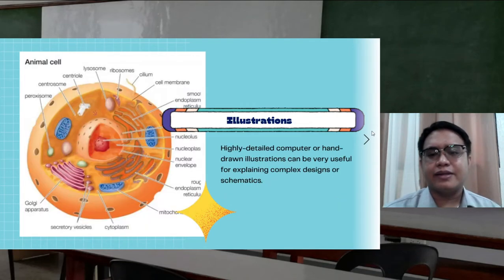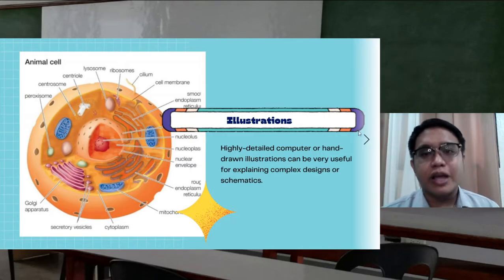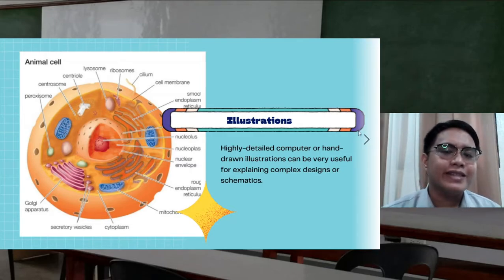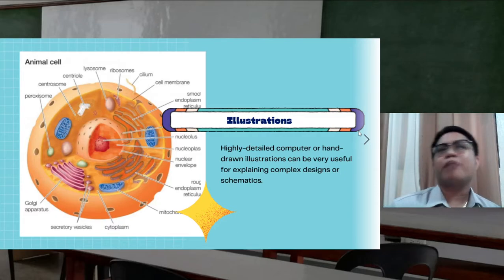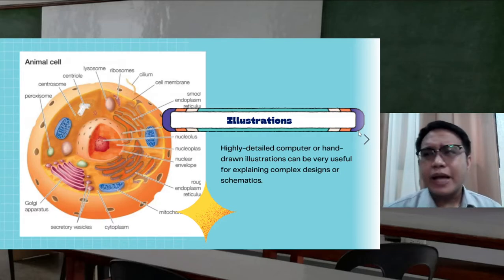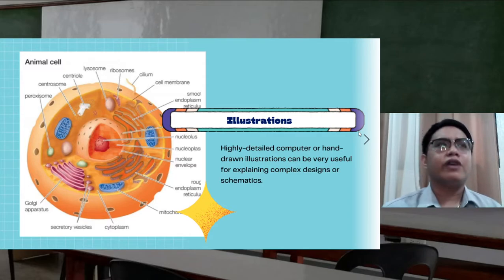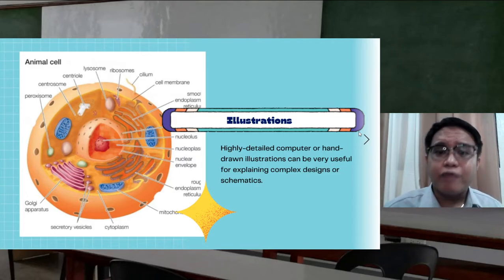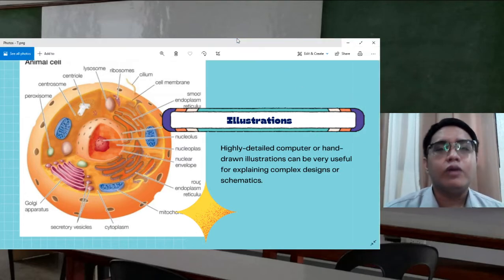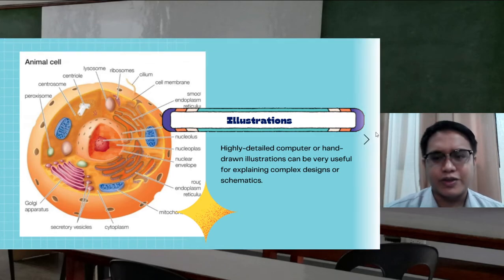Okay? Next, illustrations. Okay? Highly detailed computer or hand-drawn illustrations can be very useful for explaining complex designs or schematics. So instead of explaining a thing and how complex a thing is, let's say for example, here we have the animal cell. Instead of explaining the parts, why won't you just show a photo or an illustration of the parts of an animal cell? Diba? So that is what we call illustrations. Okay? And illustrations will also help you in your presentations.